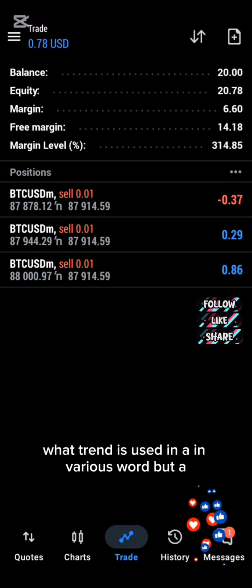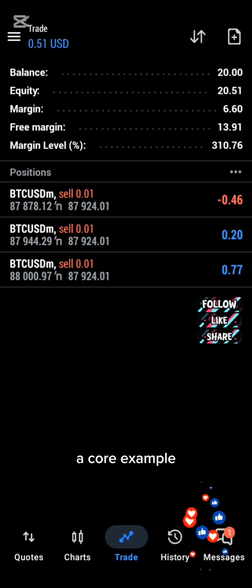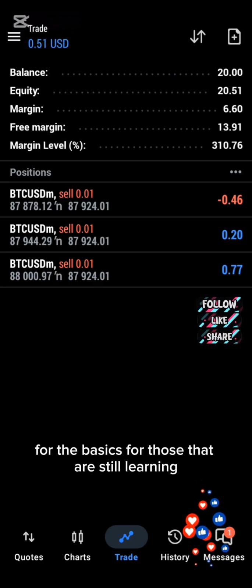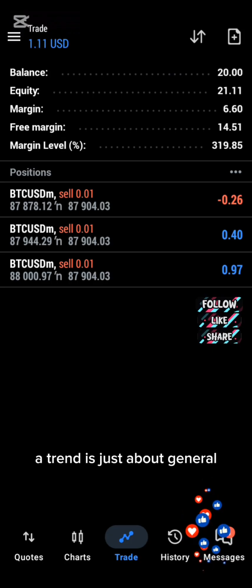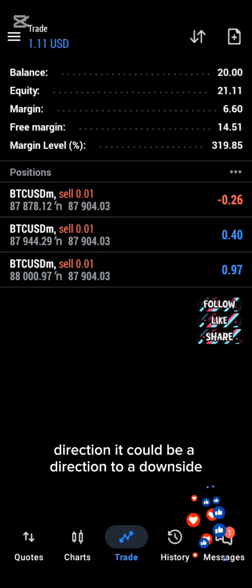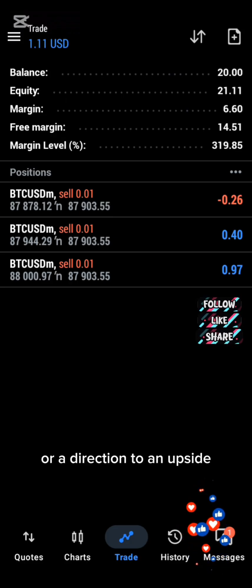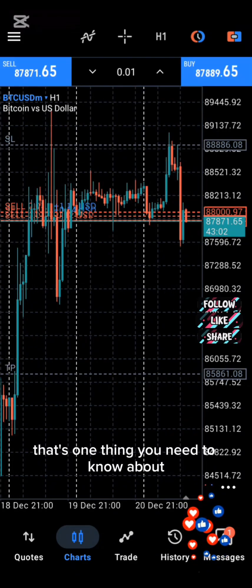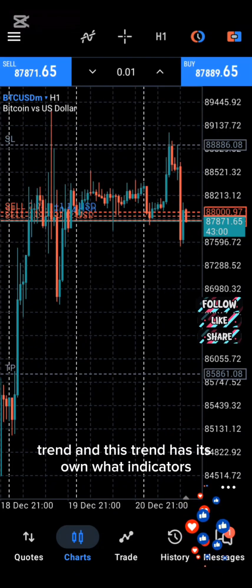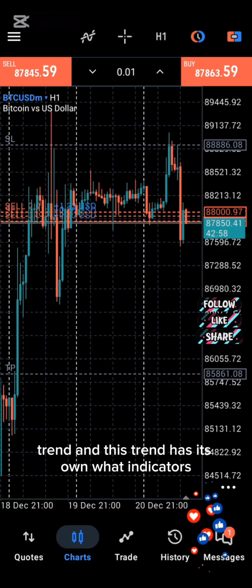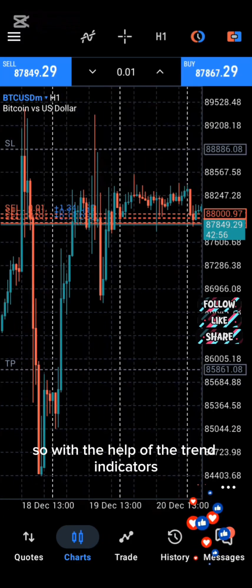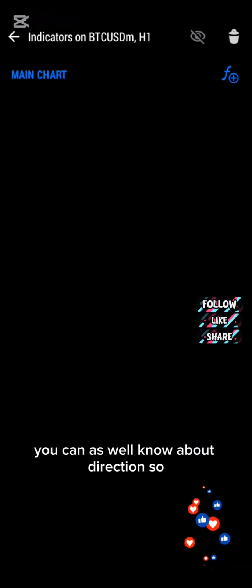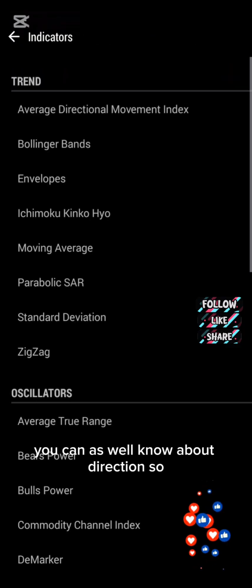Trend is used in various ways, but a core example for the basics, for those that are still learning, is that a trend is just about general direction. It could be a direction to the downside or a direction to the upside. That's one thing you need to know about trend, and this trend has its own indicators. So with the help of the trend indicators, you can as well know about direction.